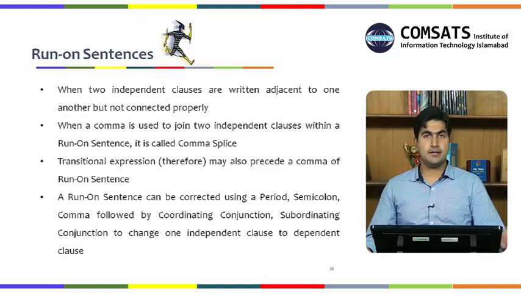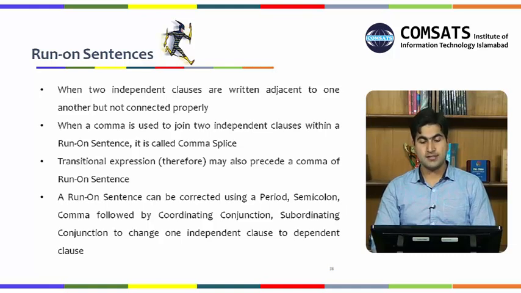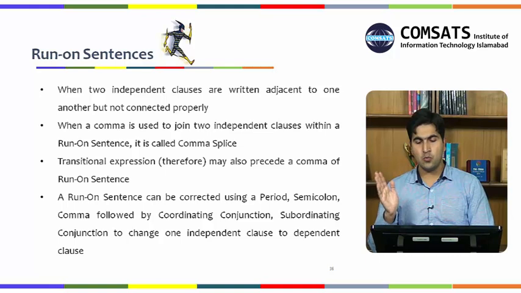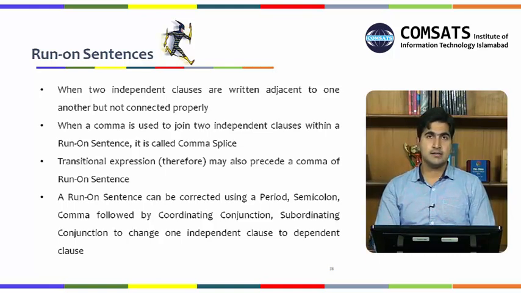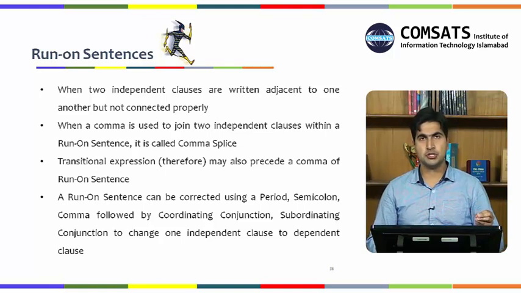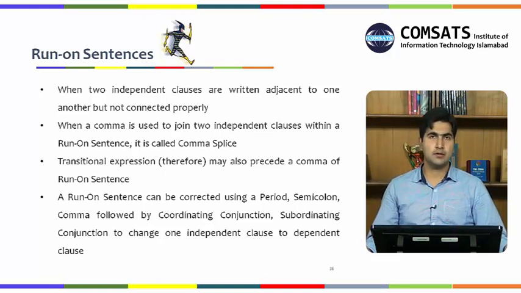A run-on sentence can be corrected. Now we are looking at the different ways of correcting it. A run-on sentence can be corrected using a period, meaning a full stop between two independent clauses. A semicolon is also another way. Then, moving ahead, a subordinating conjunction to change one independent clause into a dependent clause. This is the third way: out of those two independent clauses, you turn one into a dependent clause by placing a subordinating conjunction such as because or due to. Because I love to play tennis, I'm going to come tomorrow. Otherwise, if it wasn't there: I love to play tennis, I will come tomorrow. So: I will come tomorrow because I love to play tennis. This subordinating conjunction has simply made one independent clause into a dependent clause. So that is the difference.